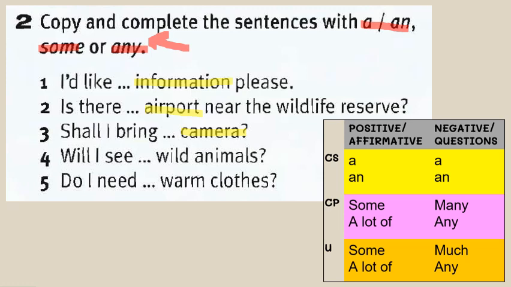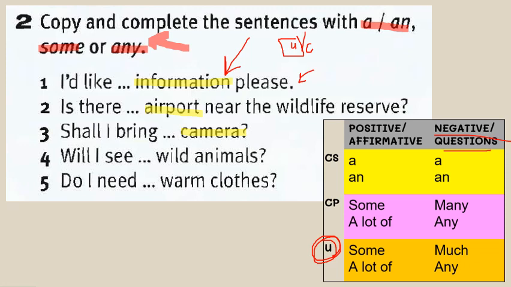Contoh the first one ya, information. You rasa, is it countable or uncountable? Maklumat. So maklumat, how do you kira maklumat? Tak boleh kira, so it's actually uncountable. Kita dah jumpa mungkin jawapan dia antara 4 ni lah: some, a lot of, much or any. But we don't know. After that you tengok the sentence. Is it positive sentence or negative or question?